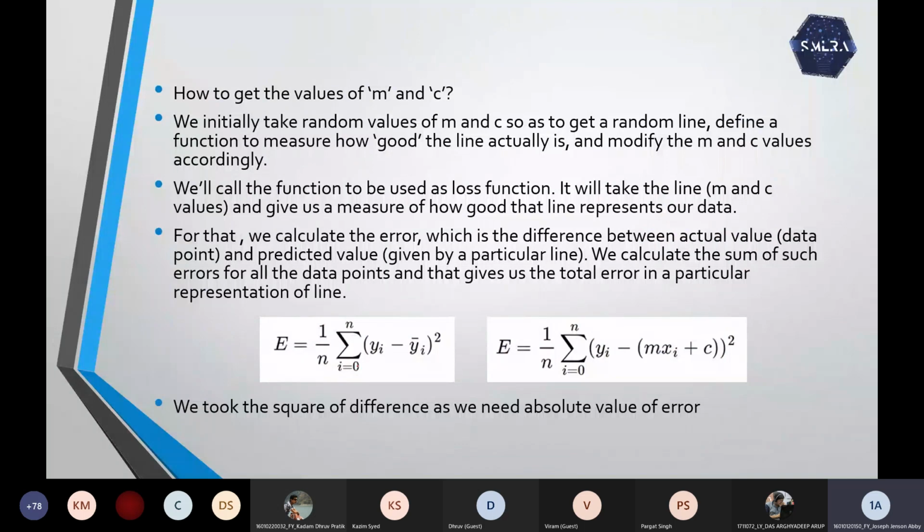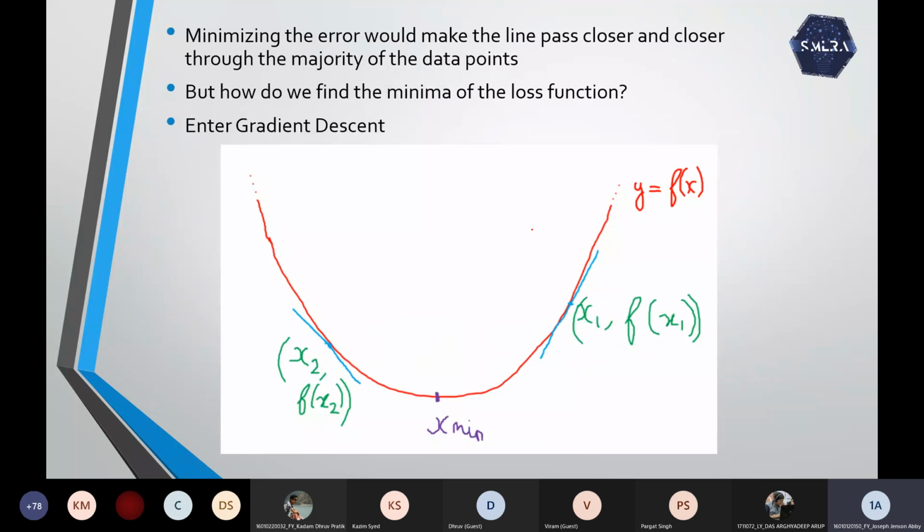You can see 1 by n, summation i equal to 0 to n, basically over all of the data points, of yi, the individual values of the data, minus yi bar, the predicted values, whole square. So how do you find the minima of this function? For that we introduce gradient descent. To find the minima of the function, we use the concept of gradient descent.